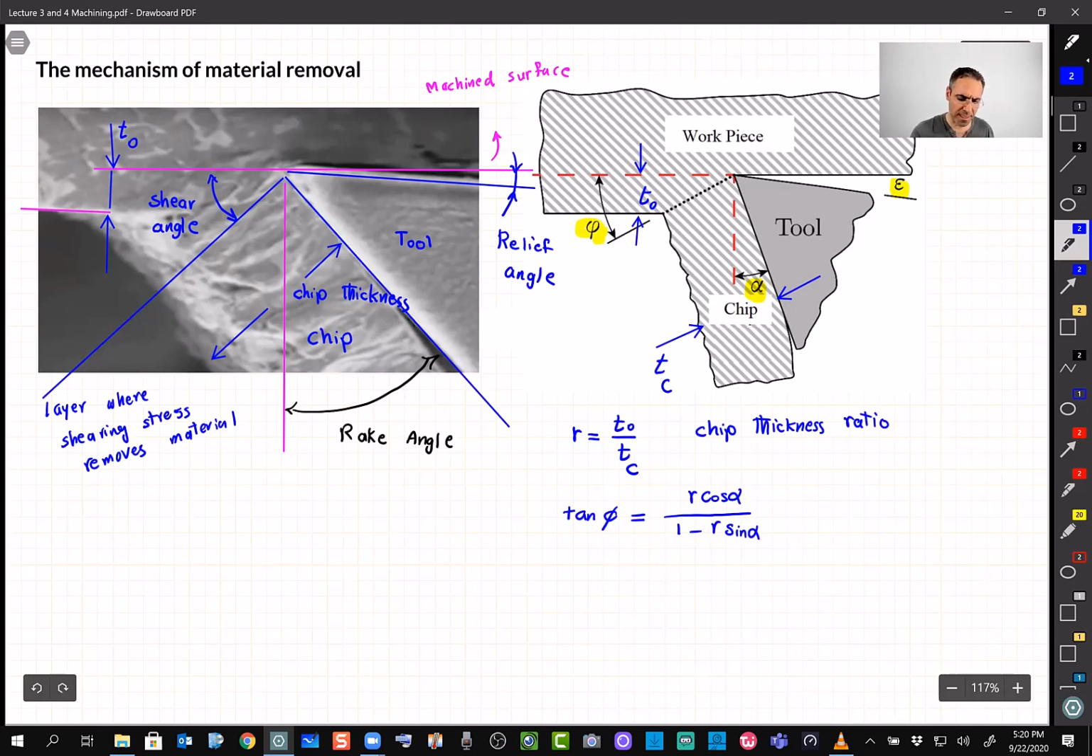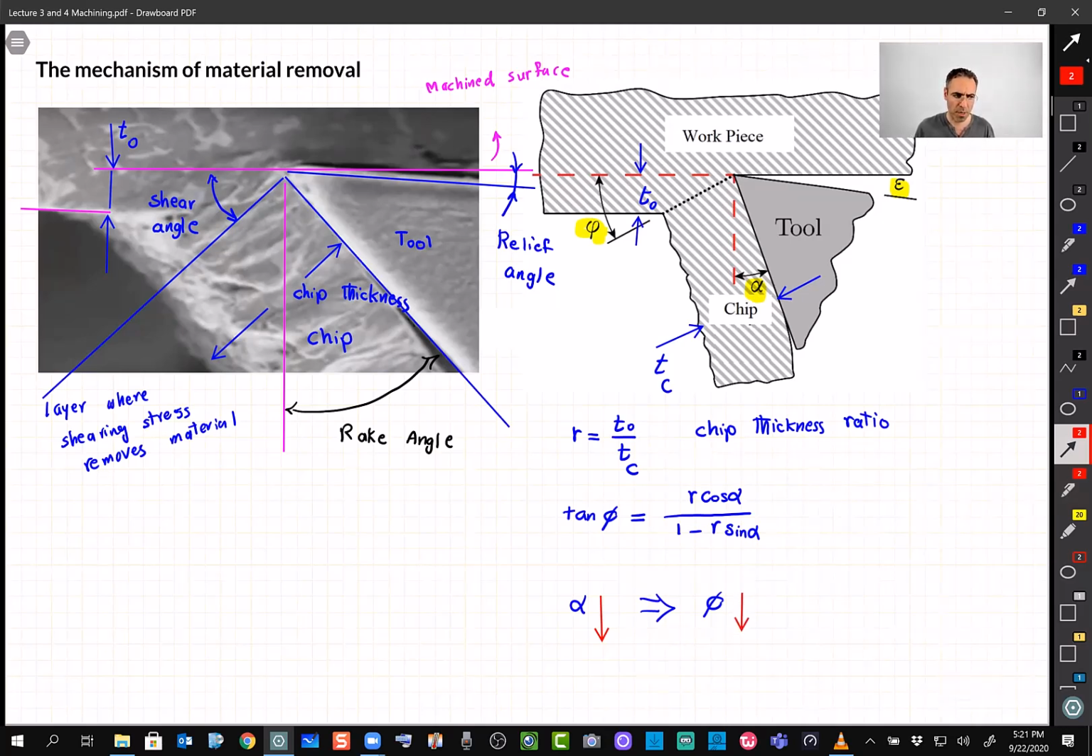So looking at this relation, we can say in general, if alpha decreases, meaning a smaller alpha, then what's going to happen to phi? From that relation, we can guess that phi is also going to decrease, which we'll see the effect of soon.